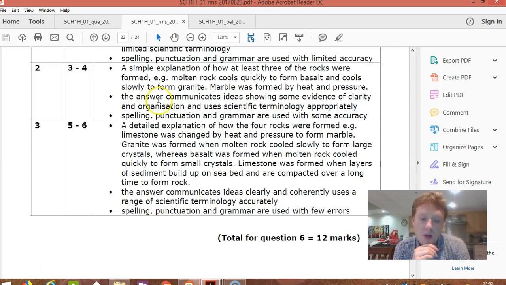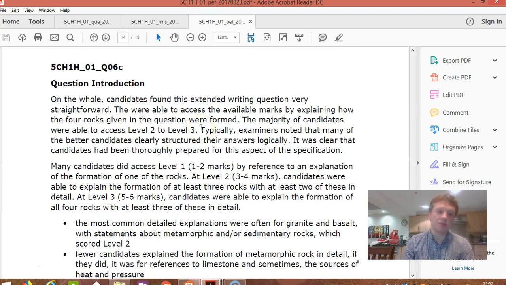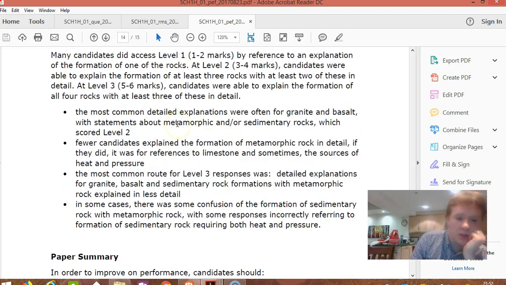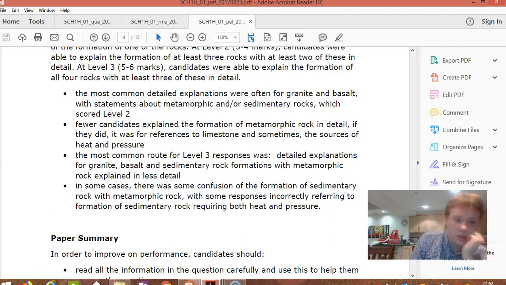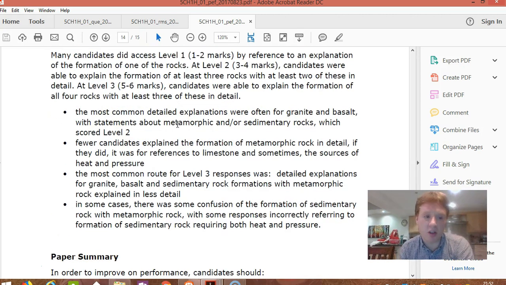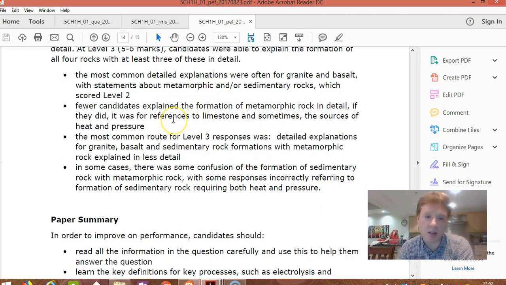You communicate the idea coherently and use scientific terminology. It was quite straightforward, yeah, because it was like you were describing 4 things basically. So this could have been 4 separate description questions. Most common were detailed explanations for granite and basalt, with statements about metamorphic rock, which got level 2.